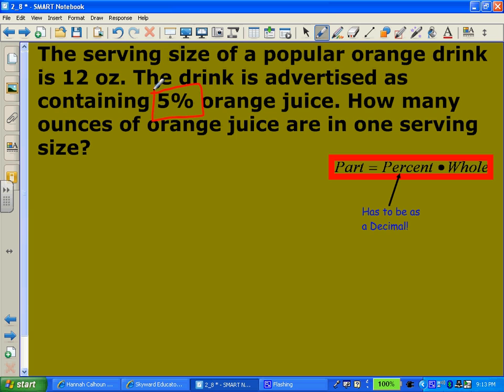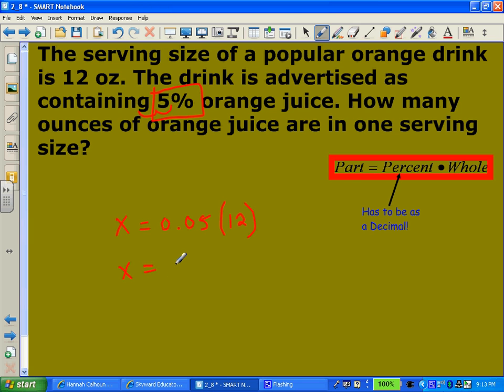So here I have to ask myself, is 12 ounces going to be only part of the drink or the whole drink? And I can see here it's the whole drink. It's the serving size of the drink. I'm wanting to know how much orange juice is in that serving size. So I'm looking for the part. So my equation for this one would be x equals, again my percent as a decimal here would be 0.05, and the whole is 12. So I'm wanting to know what is 5% of 12 ounces, and that will tell me how much orange juice is in the orange drink.